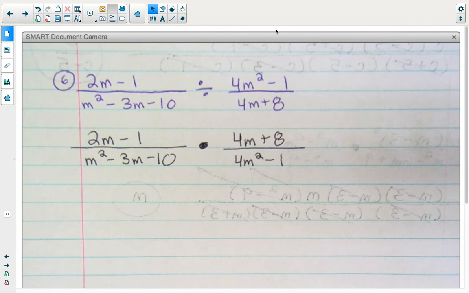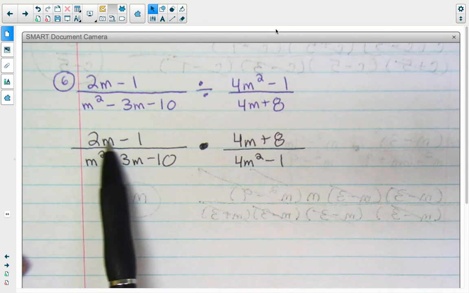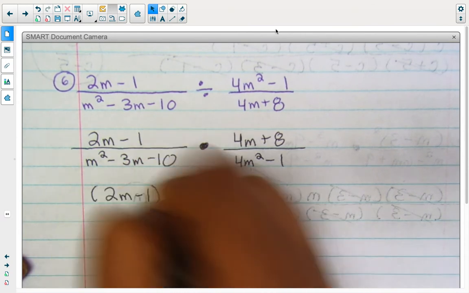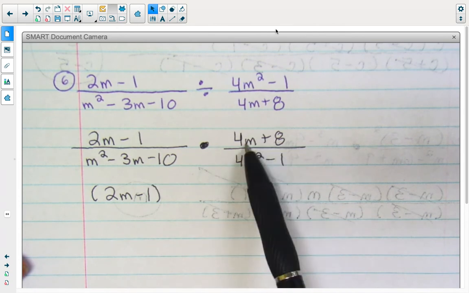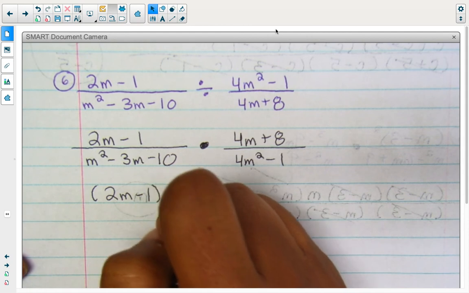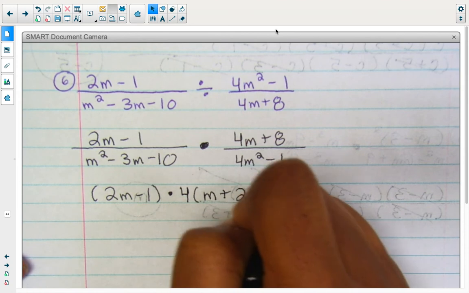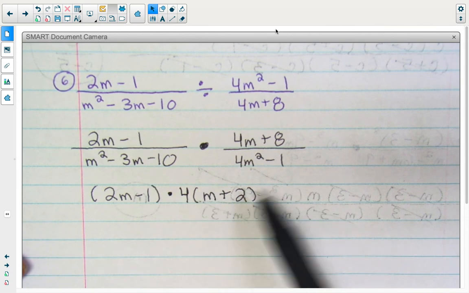So we keep, change, flip. Keep the first fraction, change division to multiplication, flip the second one. Now we're going to factor, factor, factor, factor. 2m minus 1 cannot be factored, so we're going to leave it as 2m minus 1. 4m plus 8 can be factored. Pull out your greatest common factor, which is the number 4. If you take a 4 away from everything, you're left with m plus 2. You can always check yourself because 4 times m is 4m and 4 times 2 is 8.